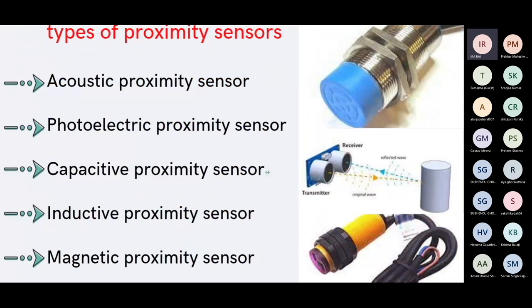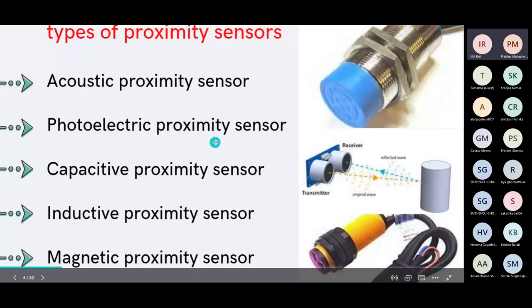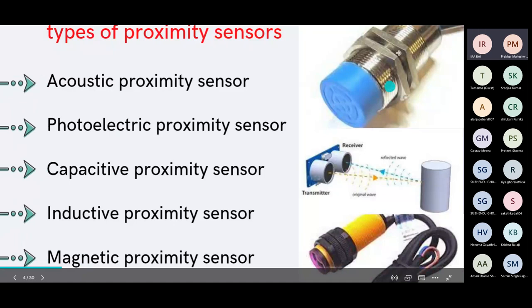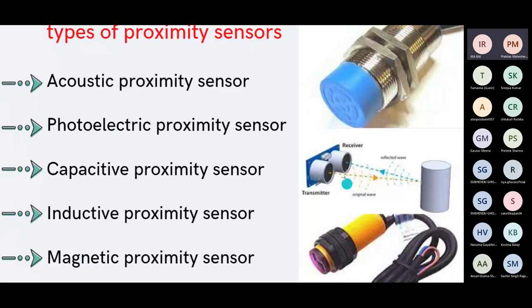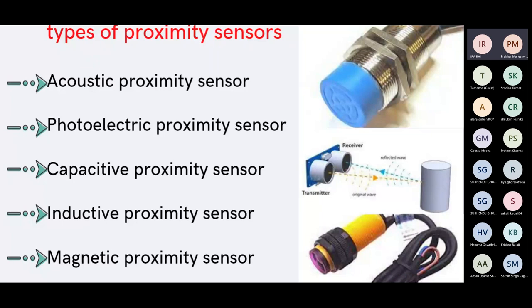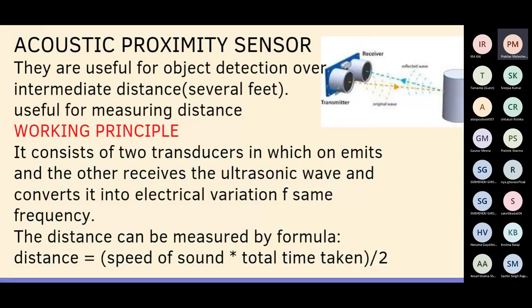So we have various types of proximity sensors, but these are our 5 major types. First we have acoustic or ultrasonic proximity sensor. Then we have photoelectric, capacitive, inductive, and magnetic. In these images, this is a capacitive proximity sensor. This is ultrasonic, and this is photoelectric. So we'll study their basic principles one by one in brief.